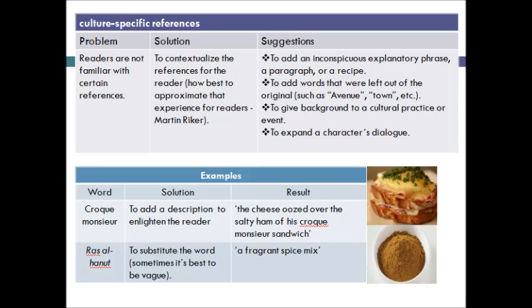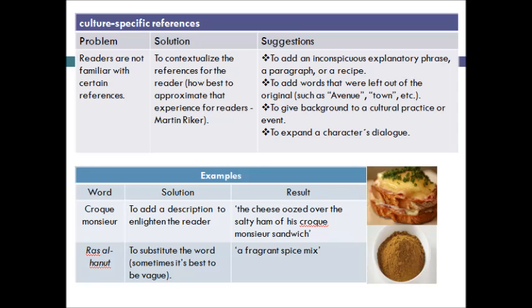The solution proposed by Martin Riker is to make such references familiar to the reader using some tricks that can contextualize the terms without altering the experience with the book. First, you have to assume the position of the reader and should consider the overall experience of reading the original and how best to approximate that experience for the reader. For example, you can add an explanatory phrase, or you can clarify the location of a town or the background of a cultural practice. Here we have two specific examples.